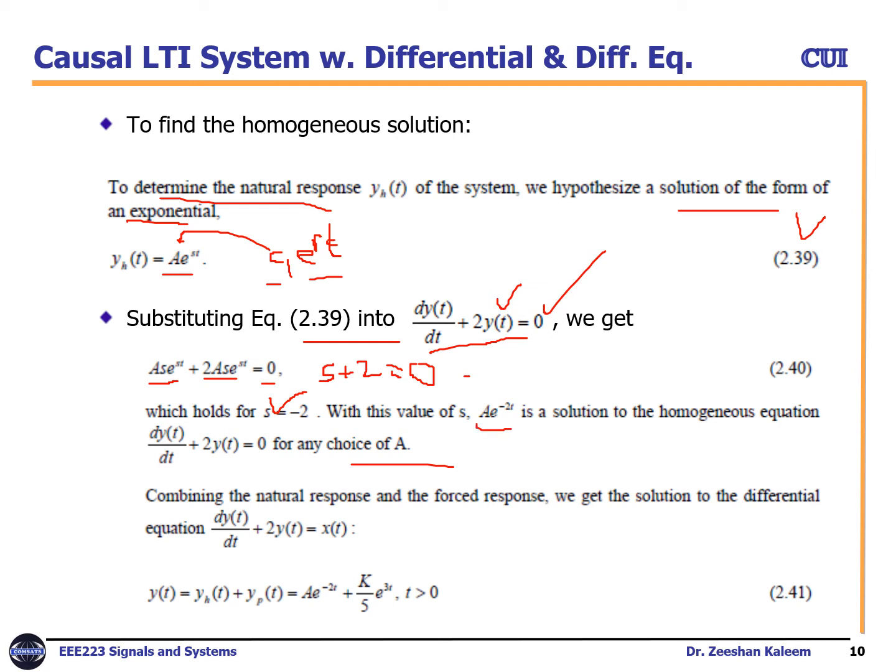Now just combine the homogeneous plus particular solution to find the complete solution of the given equation. Because we solved them independently, now just combine. So y(t) = y_h(t) + y_p(t), and we have the homogeneous part A e^{-2t} and the particular solution (k/5) e^{3t} for t greater than 0.